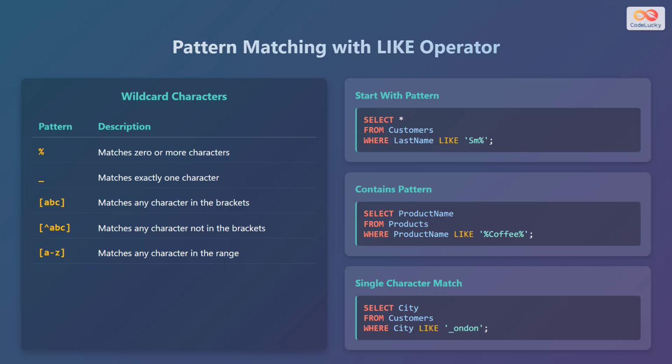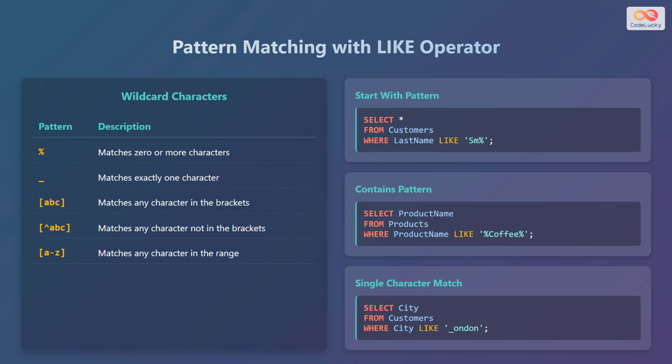Let's explore pattern matching with the like operator. The like operator is used to find data that matches a specified pattern. Here are some wildcard characters you can use with the like operator. The % matches 0 or more characters. The underscore matches exactly one character.